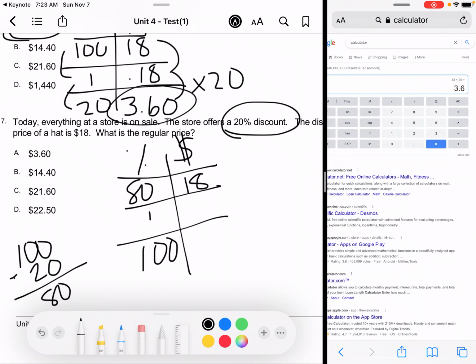There you go. So I divide by 80. And then I'm multiplying by 100. What is this? So 18 divided by 80.